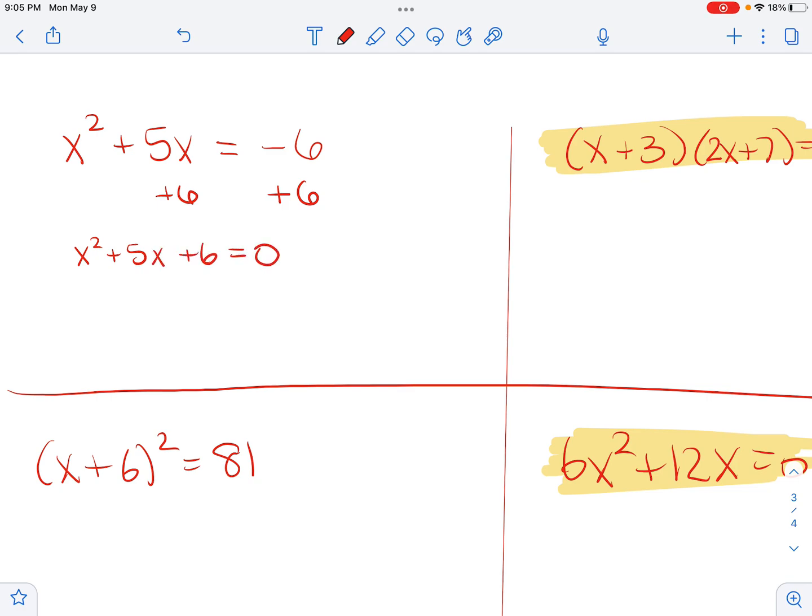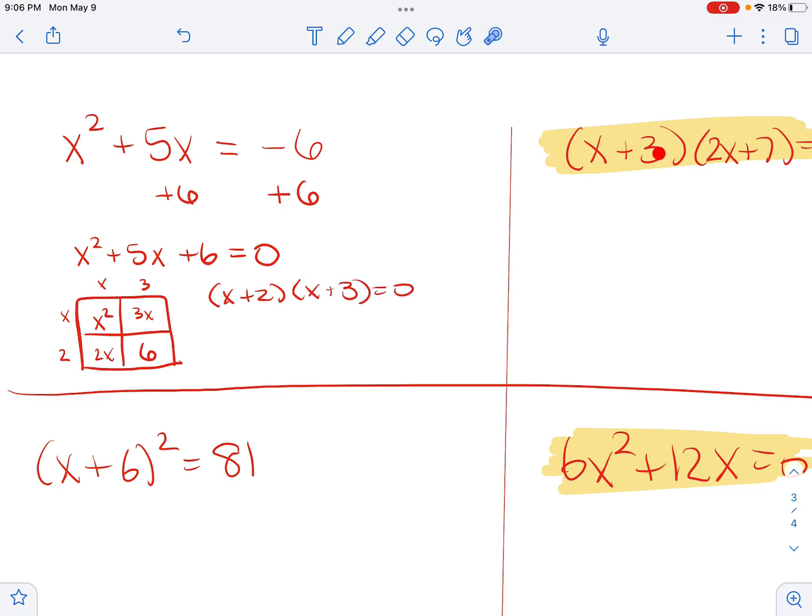I always put the number in the back because when I'm doing the area models, the number always goes in the corner. So I fill out my box, x and x, and then two numbers that multiply to 6. The first combo that I can think of are 3 and 2. So 3x and 2x, which together gives me 5x, which is this term in the middle. So then I go from the insides to the outsides.